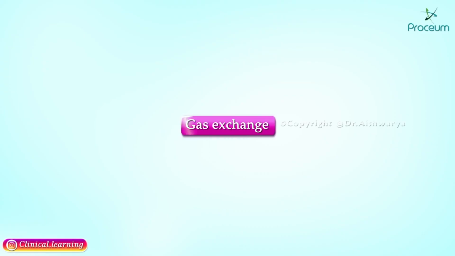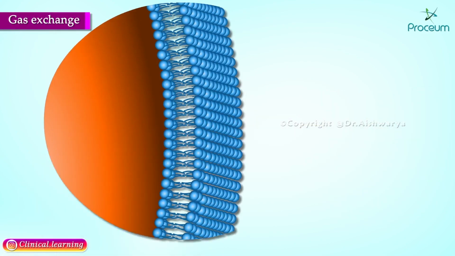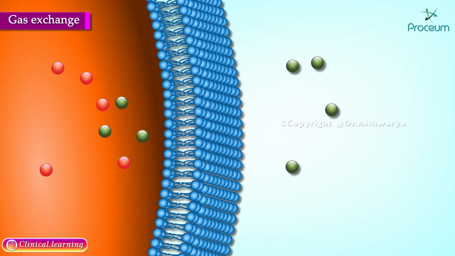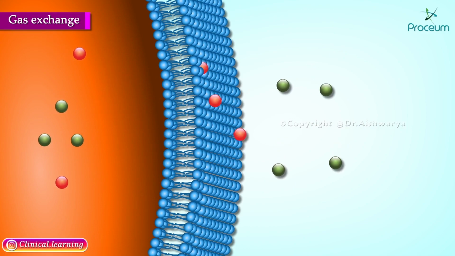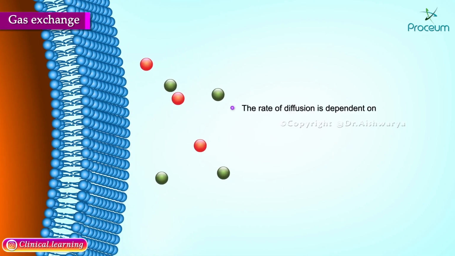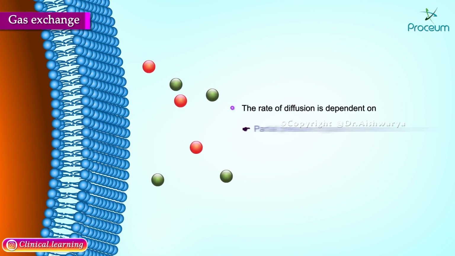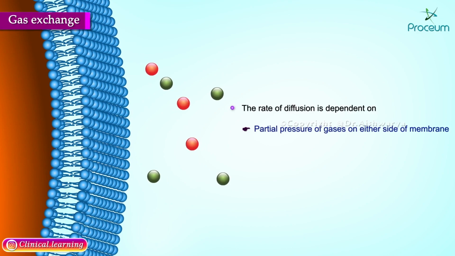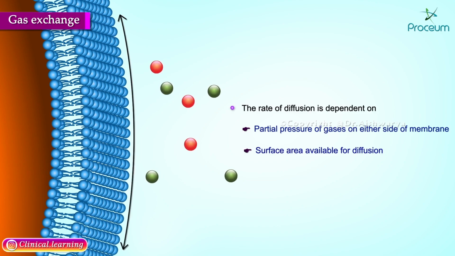Exchange of the respiratory gases. The gas exchange occurs across the pulmonary membrane by the process called diffusion. The rate of diffusion is dependent on the following factors. As you can see over here, the first one is the partial pressure of gases on either side of the membrane, and the second one is the surface area available for the diffusion.